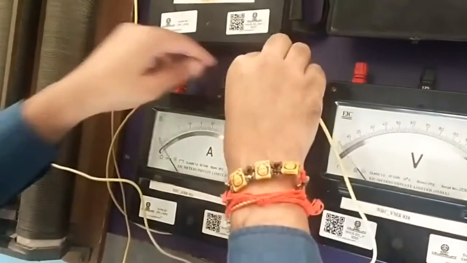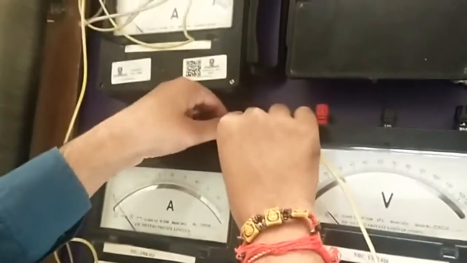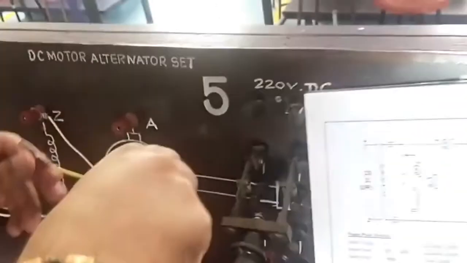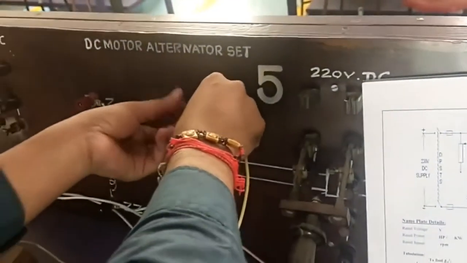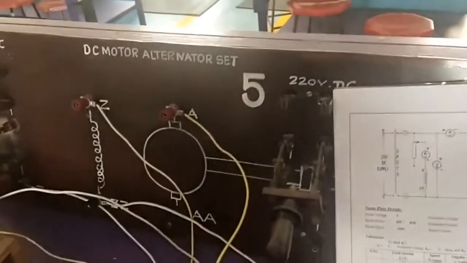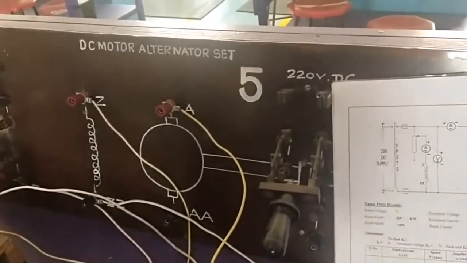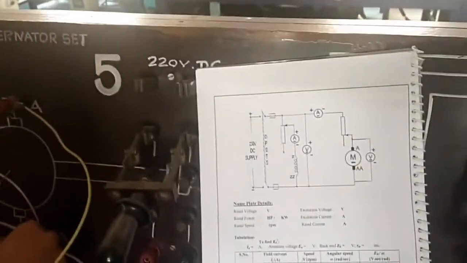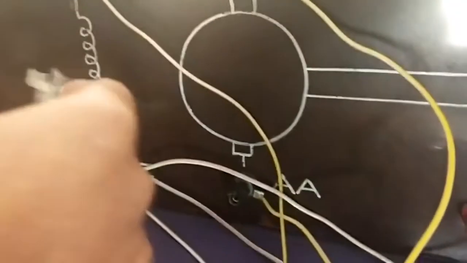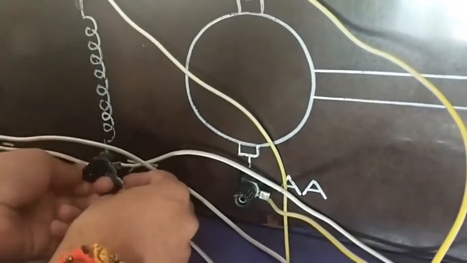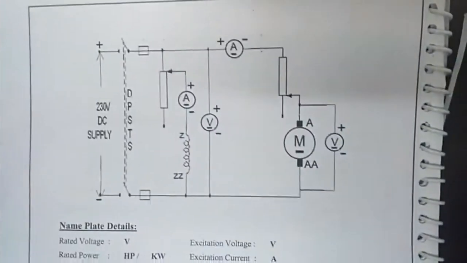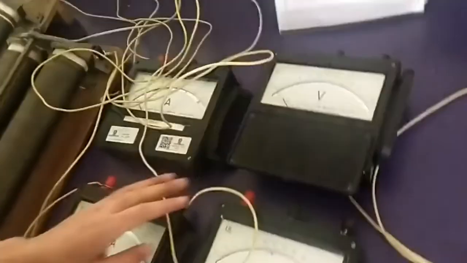And the internal of the armature ammeter, this ammeter measures the armature current. This one we are giving directly to the armature A. And now A is giving to either directly to the supply or ZZ. You can interconnect directly. And now we need to connect the voltmeters.